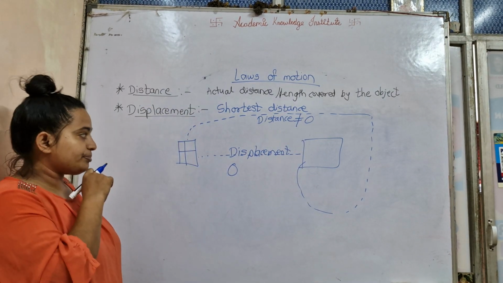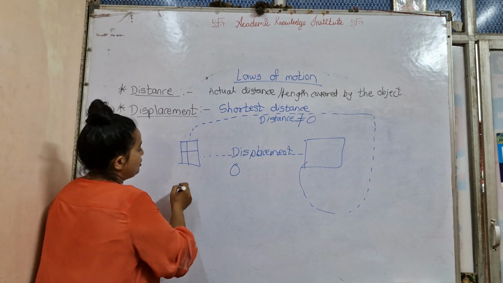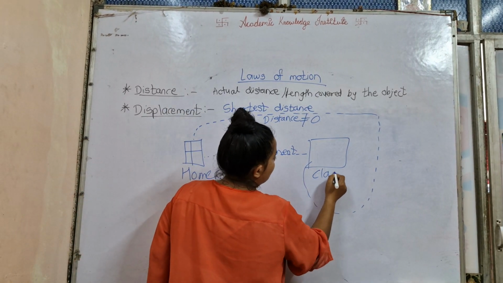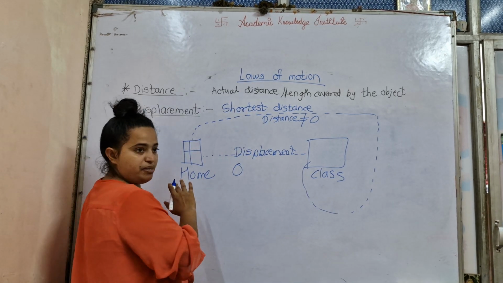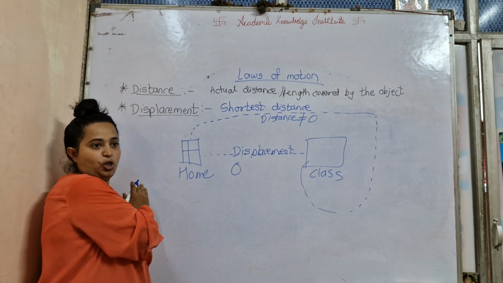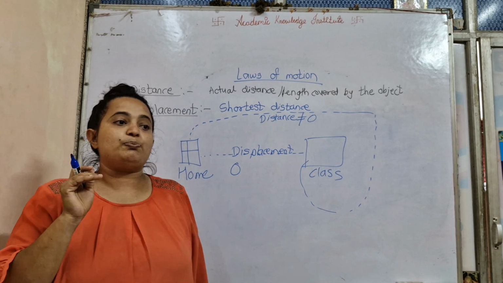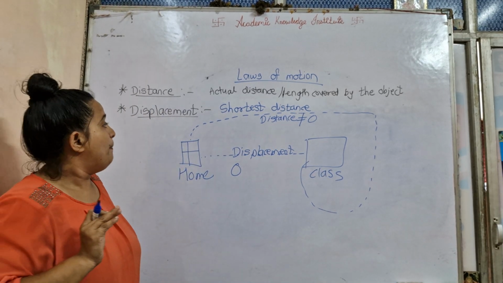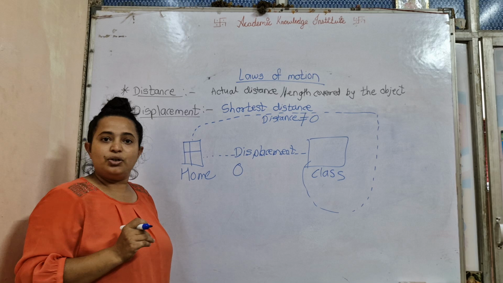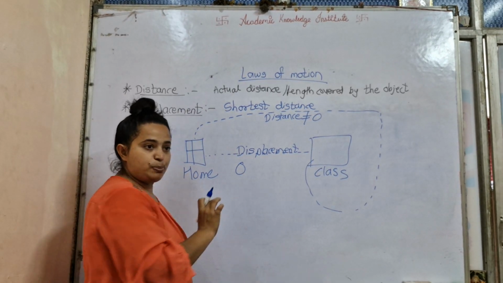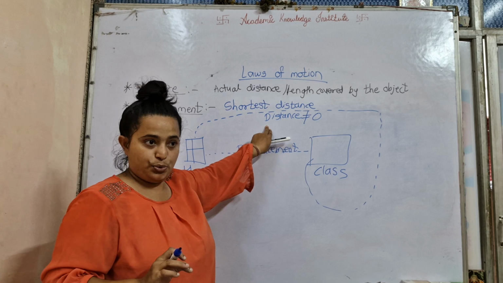For example, if you start from your home and you come for the class, and after some time you go back to your home, that means in that case your displacement is 0. But is your distance 0? No. So displacement can be 0, distance can't be 0.